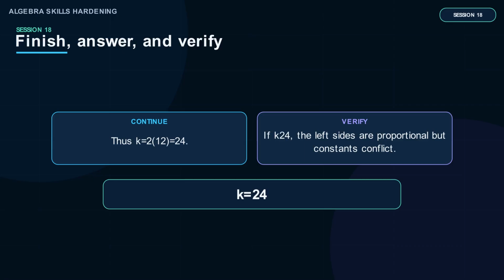Compare it with the requested variable, expression, unit, interval, or classification. Verify from another direction: substitute, compare representations, inspect units, or test a boundary. Prove that the result satisfies the original conditions.